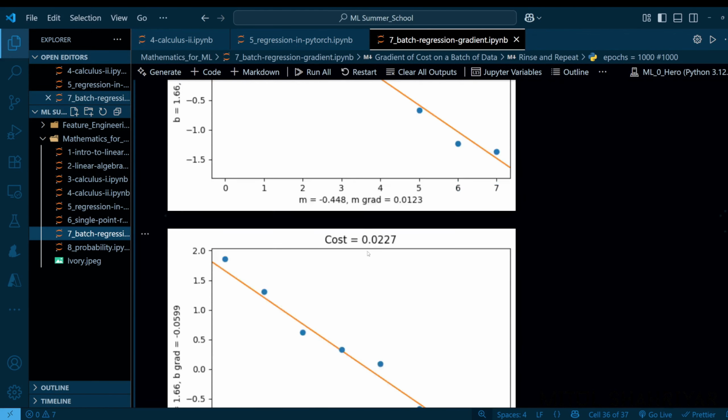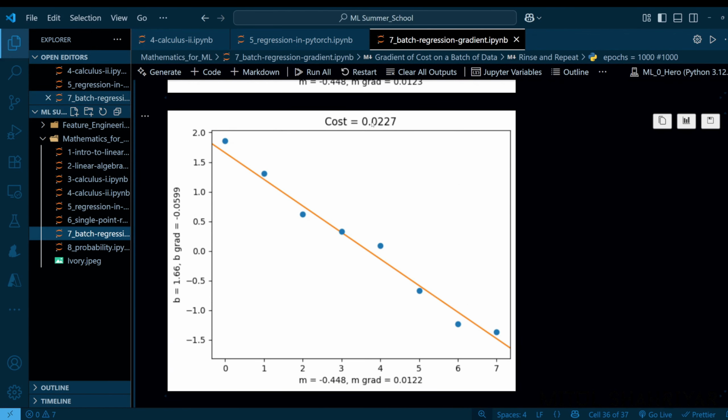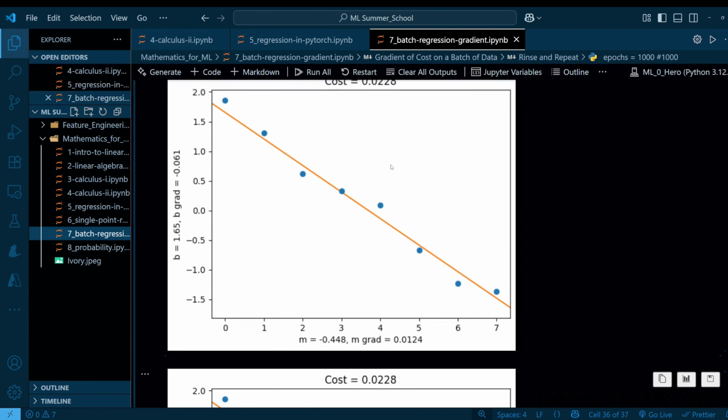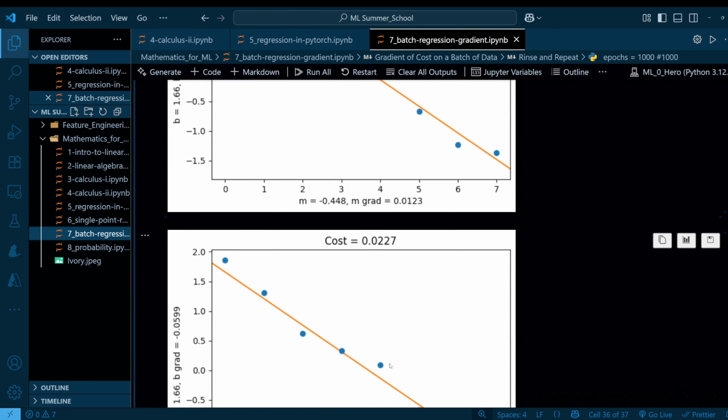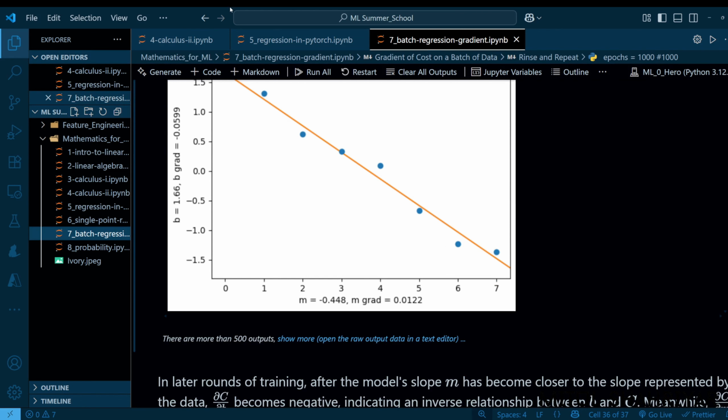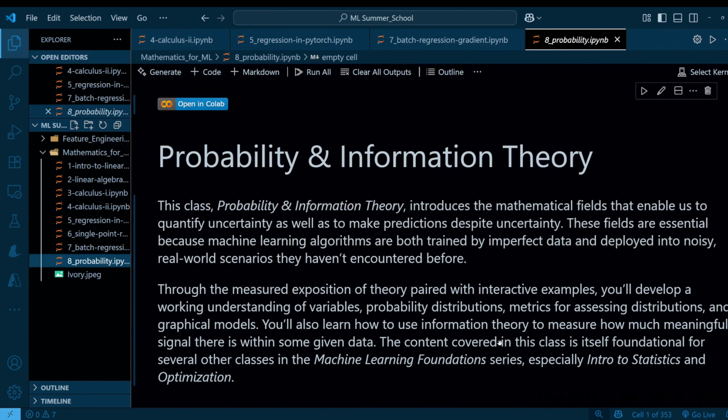Okay, you can see the cost is not decreasing much, 0.0227, 0.0227, 0.228. So yeah, this is the line. So this is how the line has changed depending on the gradient descent we have. That's it, right? Interesting. Now let's talk about some sort of probability.